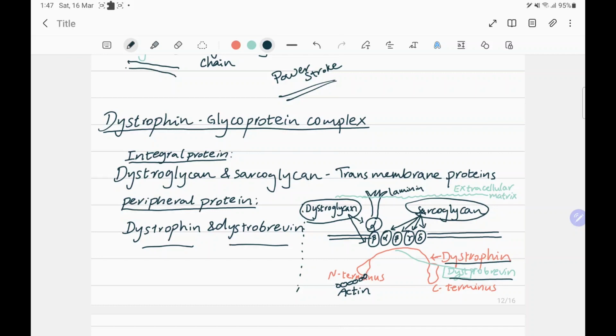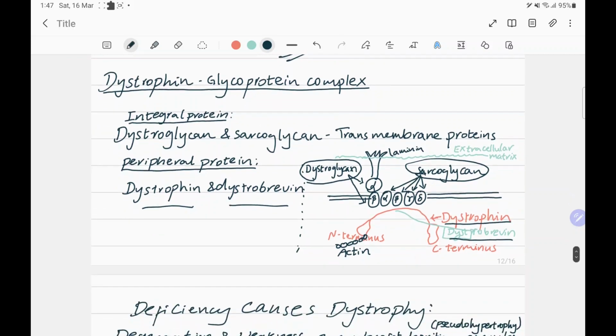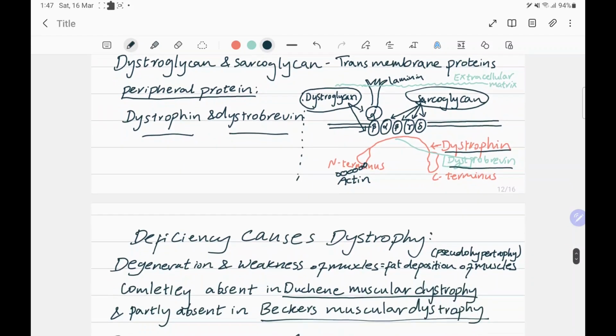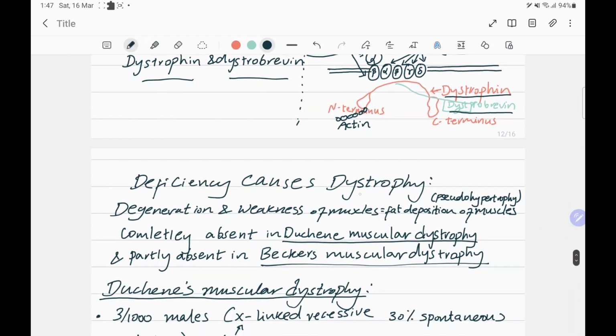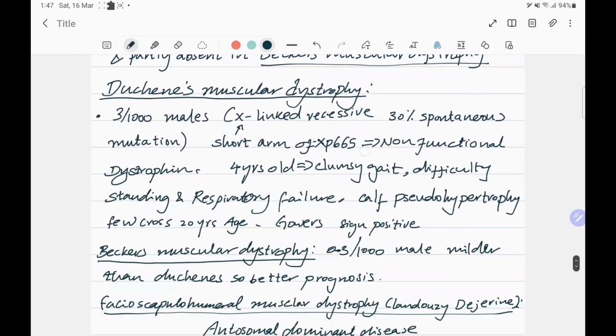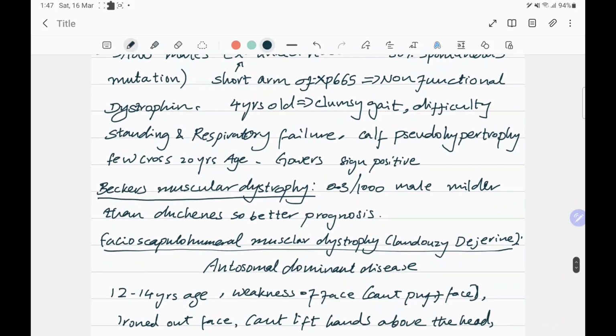So your thin filaments get attached to this dystrophin complex over here, glycoprotein complex over here. If you have a mutation in dystrophin and it gets damaged or it's not produced properly, you will cause the muscle cells to die quickly. So deficiency causes dystrophy. Which kind? There is Duchenne's, Becker's muscular dystrophy, and another called facioscapulohumeral muscular dystrophy.